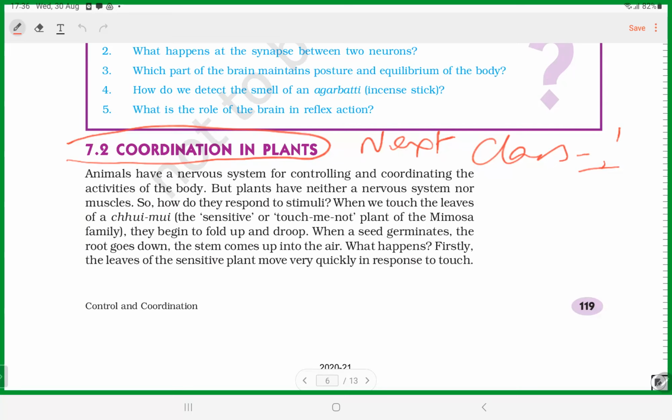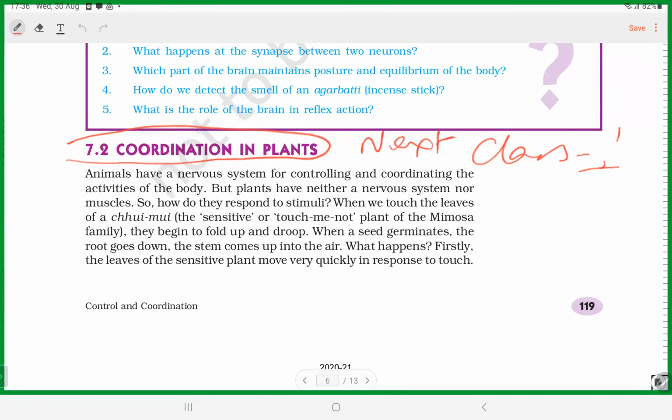Okay, fine. Here, in plants, the control and coordination is going to be studied in a little different way. There we studied voluntary action, involuntary action, visible movement, invisible movement. But here, in another aspect we are going to study: growth-related movement and growth-unrelated movement.